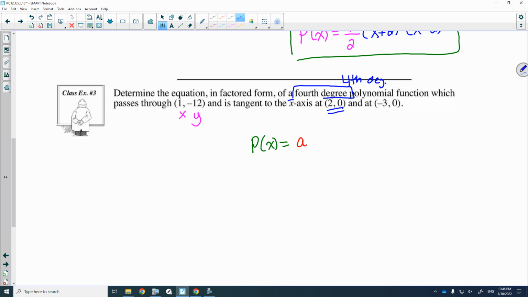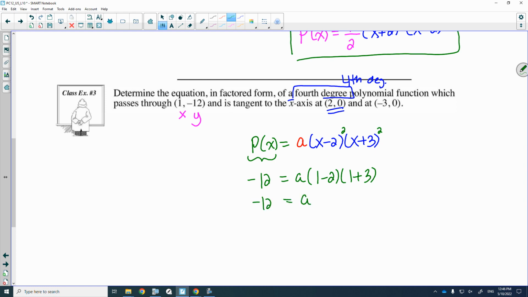Okay, so this one was an x minus 2 to give me that 0, and this one was an x plus 3. I know it has to be a fourth degree, and it says it's tangent here and here, so it has to be degree 2 or degree 2. Okay, and then you just plug in your x and your y. So p of x is my y, so negative 12 is equal to a, 1 minus 2, 1 plus 3. Negative 12 is equal to a, negative 1 and 4.